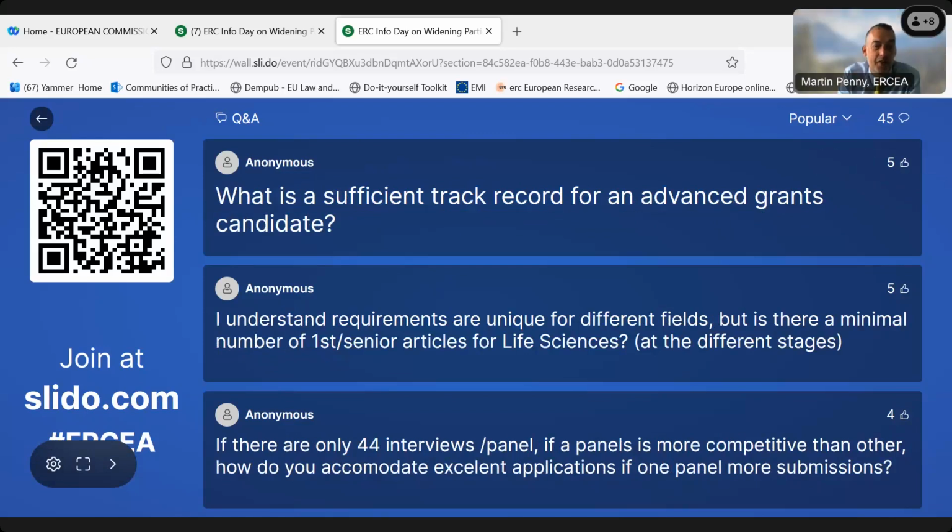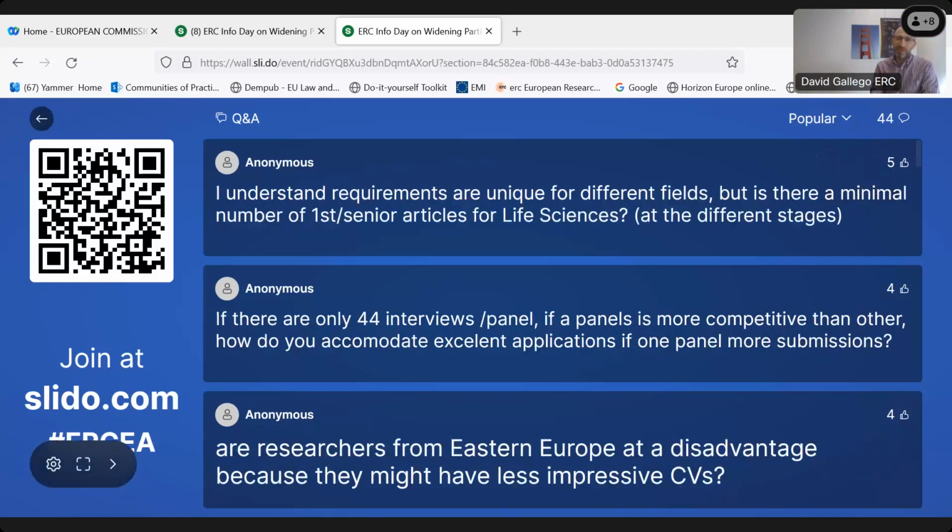David, I come to you. What is a sufficient track record for an advanced grant candidate? Well, the threshold used to be a minimum of 10 years of record of excellent science. So I would say anything that is beyond starting grant and consolidator. In terms of quantitative track record, I dare not give a straight reply because it depends very much on the field, but you have to prove that you have a solid career for 10 years.